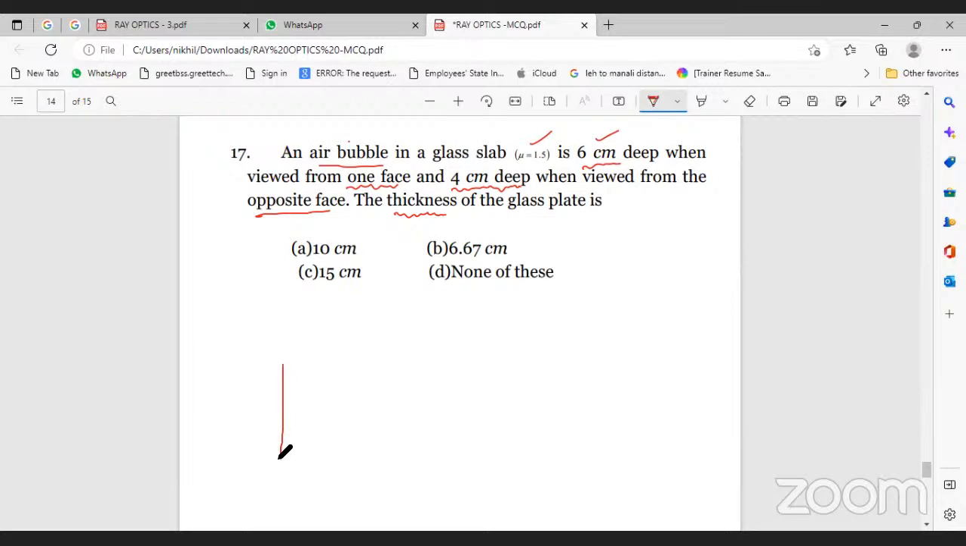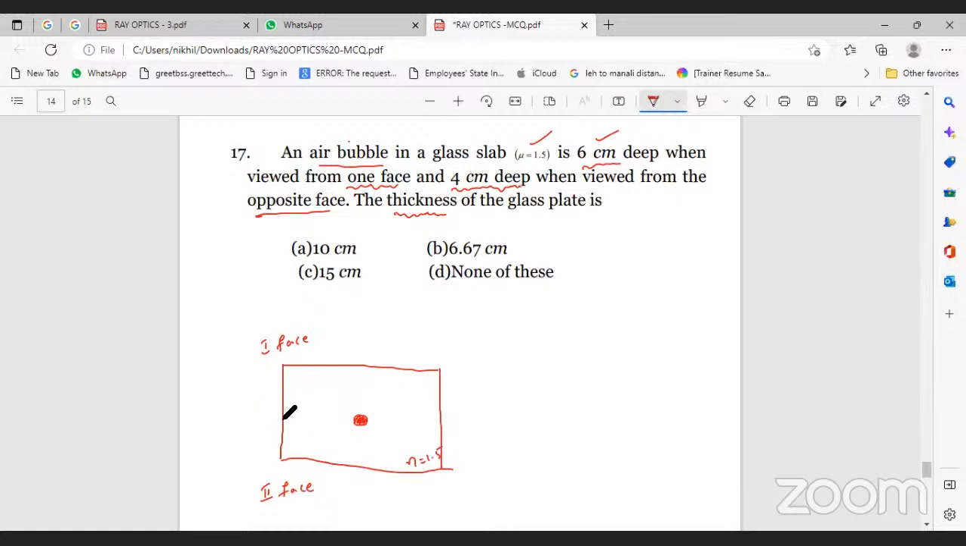Now, I will consider one glass slab. The refractive index of this glass slab is given. How much is it? 1.5. Actually, in this glass slab, there is one bubble here. Let us say this is the first face and this is the second face.